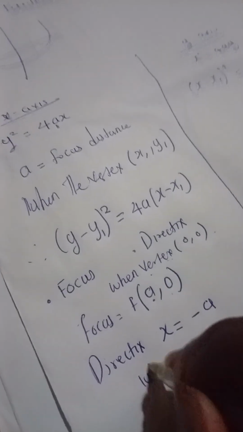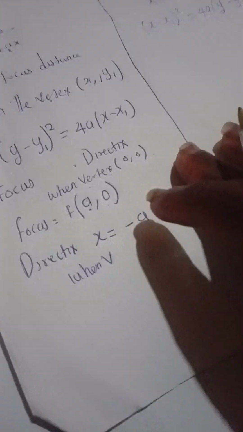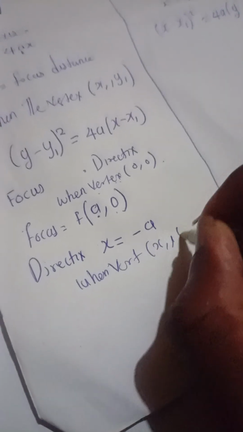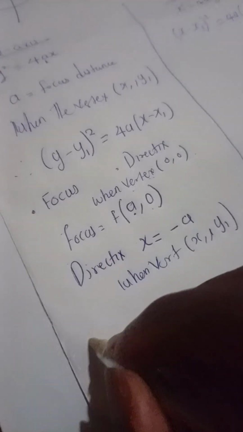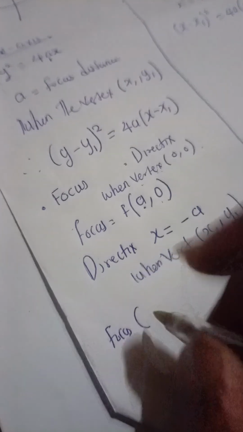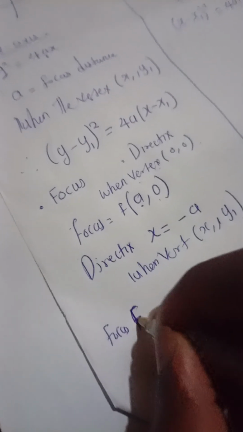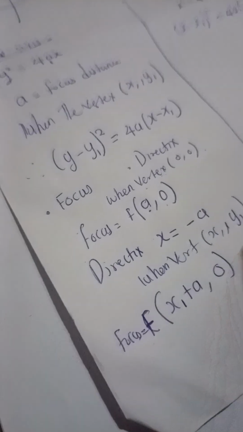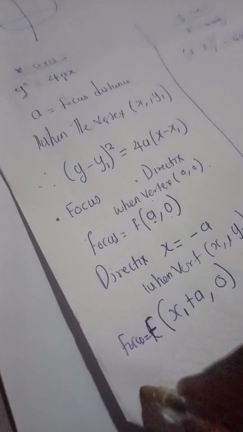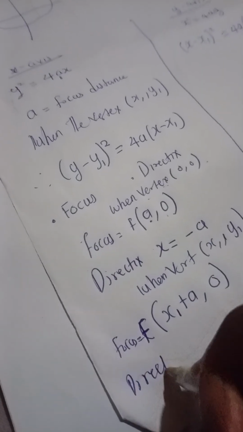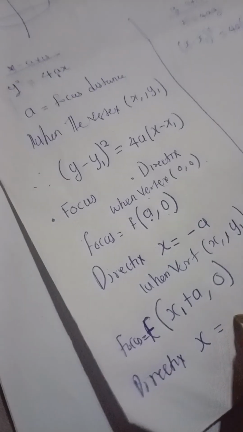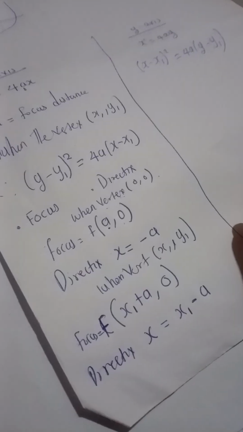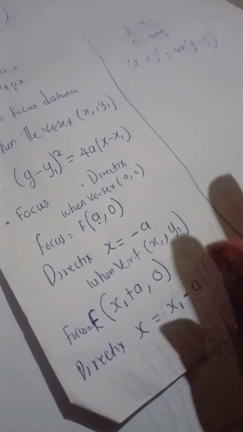Now let us do when the vertex is (x1, y1). You have the focus F (x1 plus a, 0). You're seeing it. The directrix is x equals x1 minus a. Are you seeing? These are the formulas you need to know.